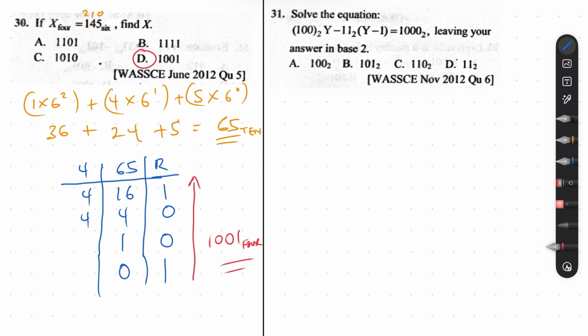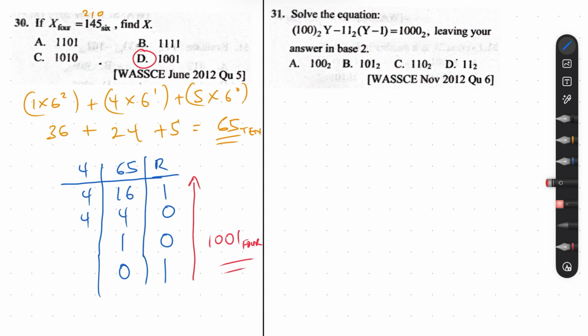Let's move on to question number 31. It says, solve the equation, leaving your answer in base 2. There are two ways to actually solve this. The first way is to convert everything into base 10, then solve the question, and after that convert into base 2.